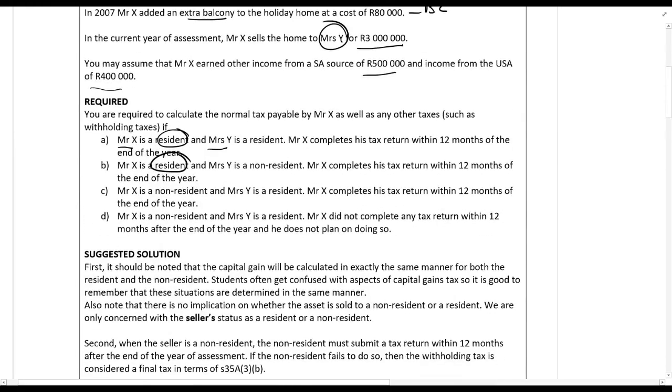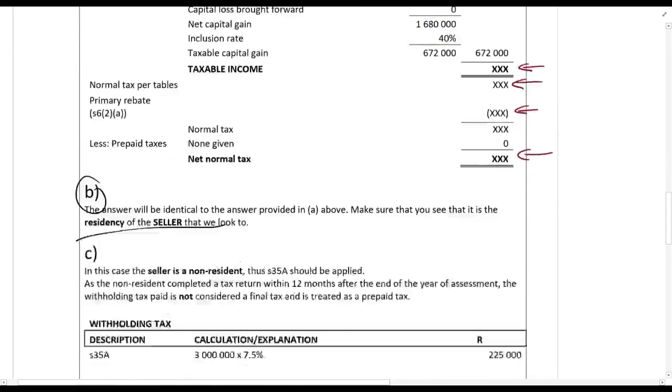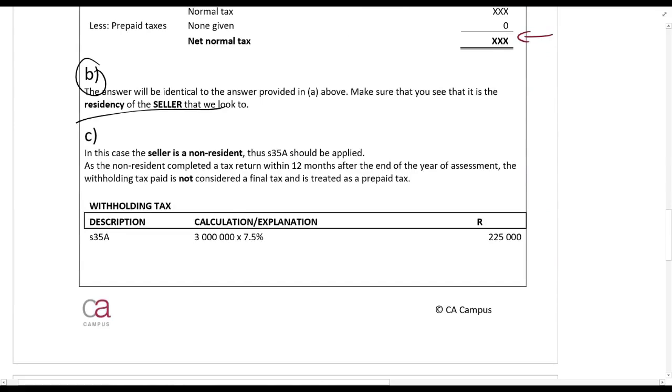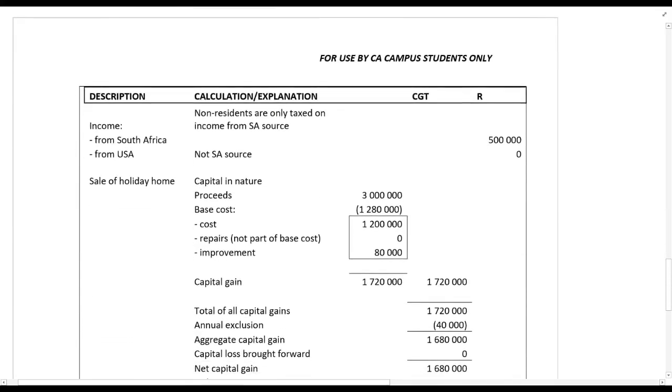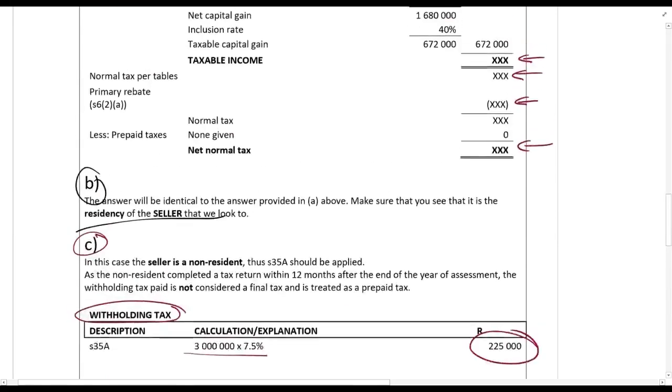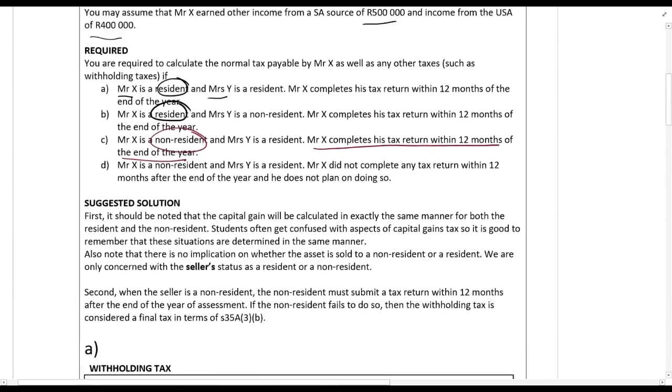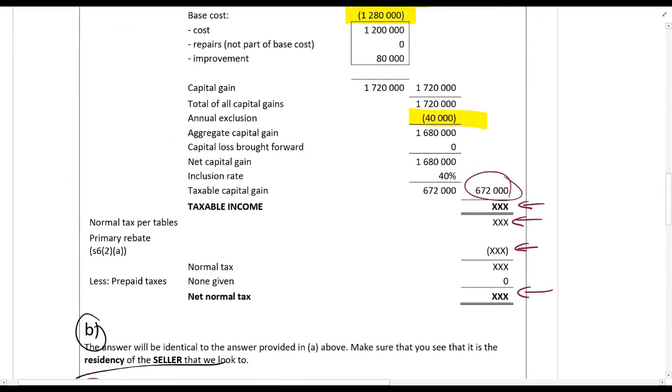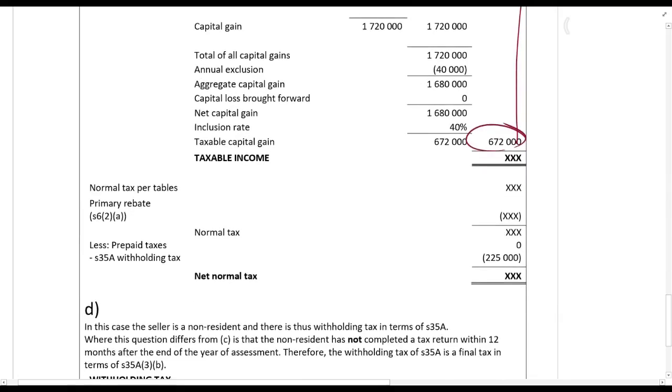Situation C. Now Mr. X is a non-resident, so section 35A will apply, and Mrs. Y is a resident. He did complete his tax return within 12 months from the end of the year. Okay, so the first thing I want you to see, in C, we do withholding tax. 7.5%, there is the withholding tax, 225,000 rands. Then we do the income tax calculation. This income tax calculation is exactly the same as it is for a resident, which you saw in the first bit. And that makes sense because residents and non-residents have mostly the same rules.